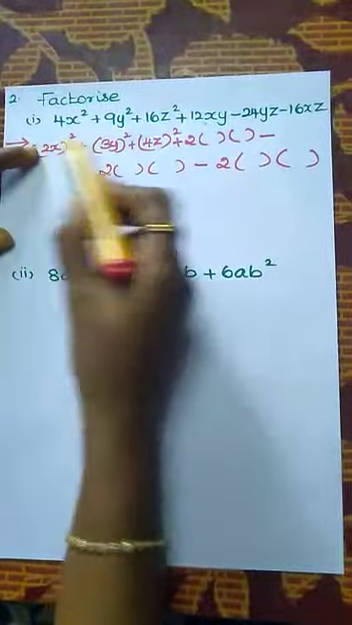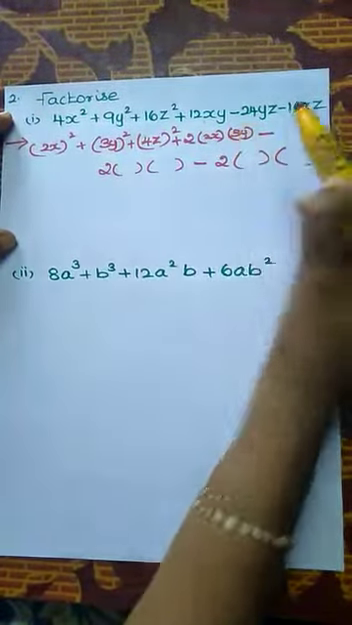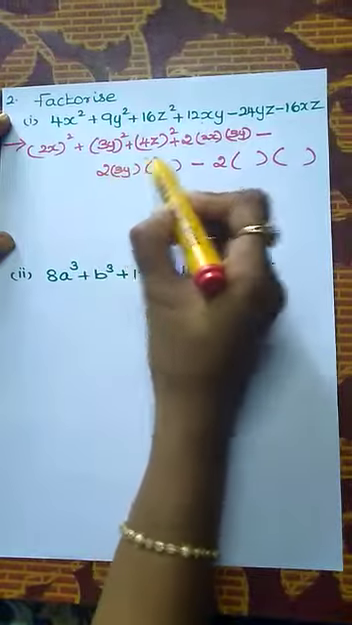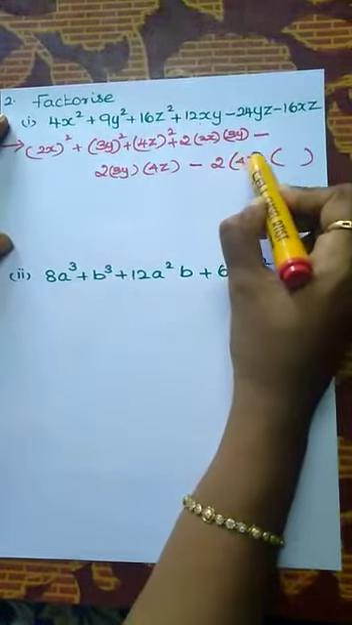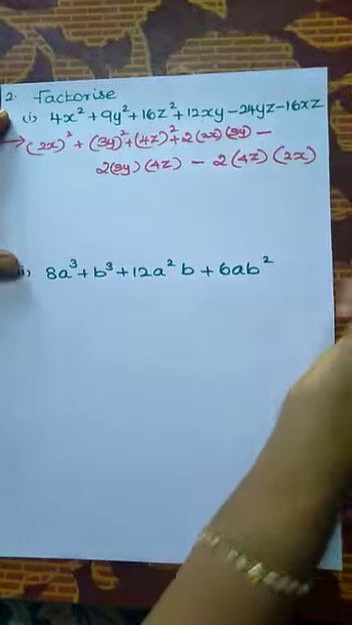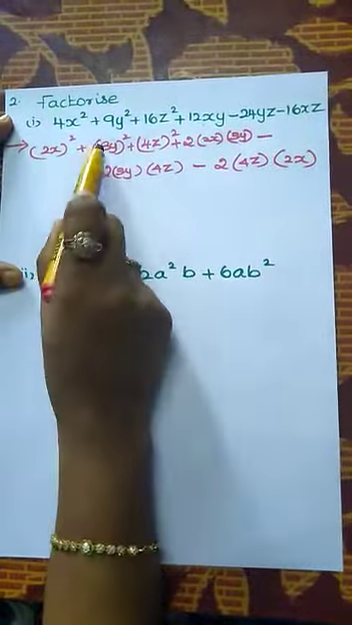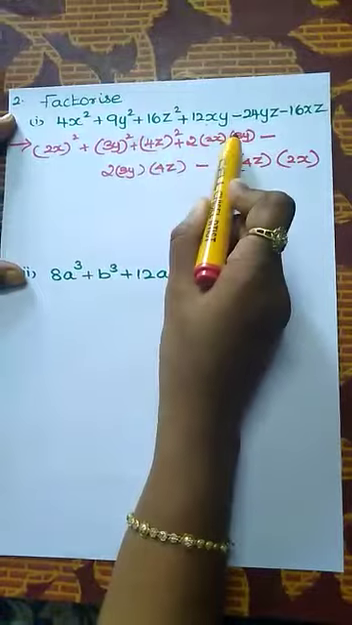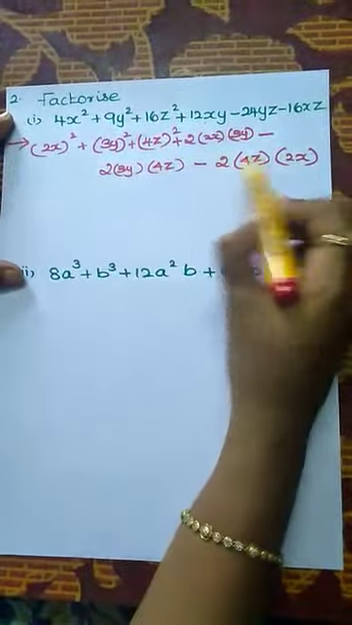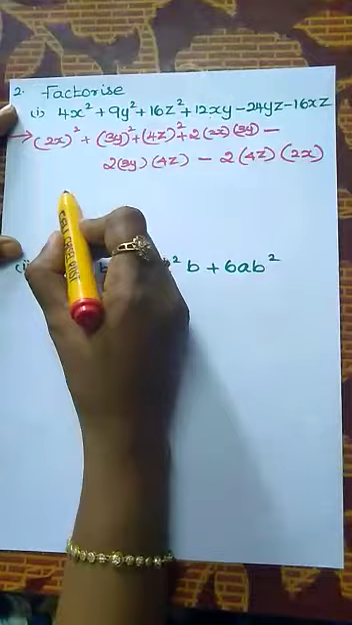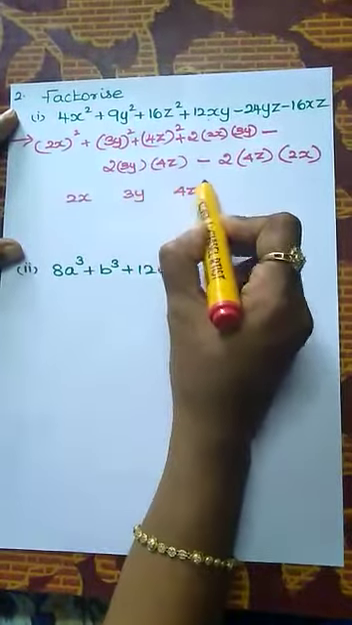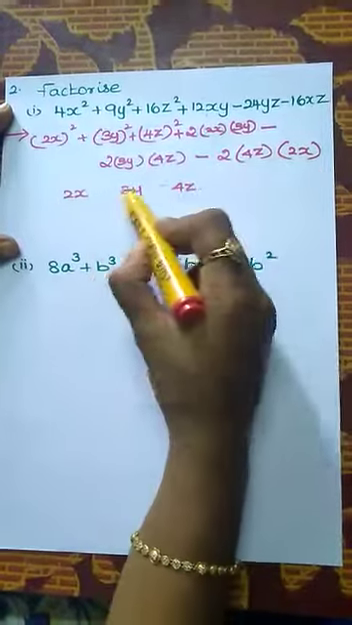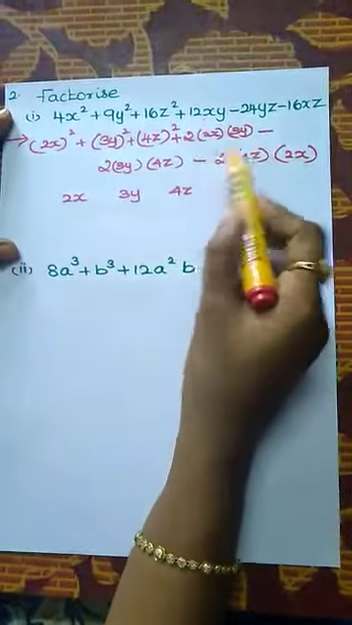What is our a value? That is 2x. B value 3y. Next b value 3y, c value 4z. Next c value 4z, a value 2x. Now this is a square plus b square plus c square plus 2ab minus 2bc minus 2ca. So directly we have to write a plus b plus c the whole square format. But we can't write a plus b plus c because in some place minus is also given.